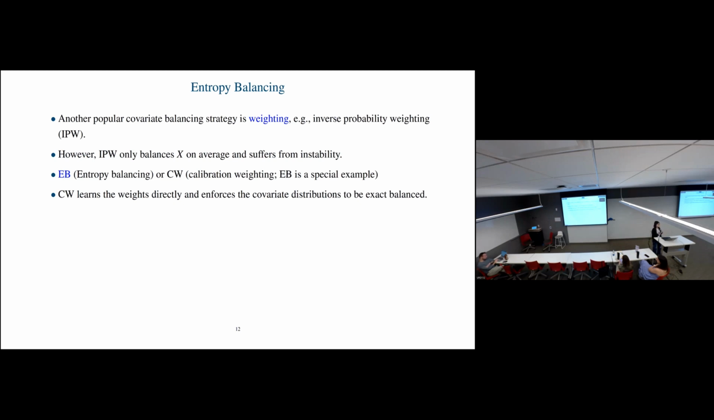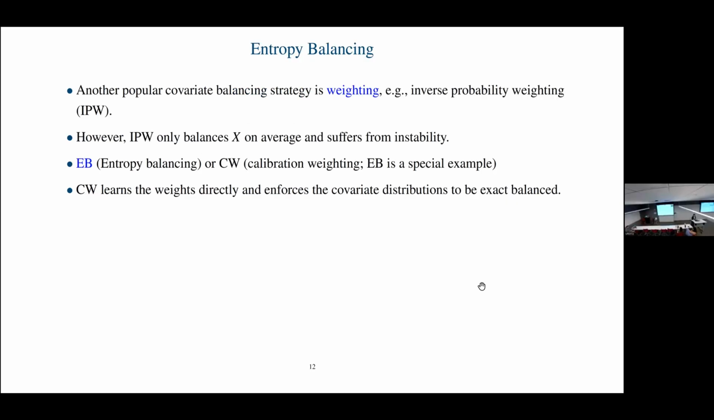You can imagine that if some propensity score estimate is very close to zero, then the inverse probability weight will be very large, right? That's the instability. Entropy balancing was proposed to stabilize the weight, or I actually call this calibration weighting because it is a more general class that includes entropy balancing as a special example. Calibration weighting learns the weight directly. Instead of estimating the propensity score first and inverting it to create the weight, it learns the weight directly, where the target is to enforce the covariate distribution to be balanced between different treatment groups. This is more targeted learning, right?